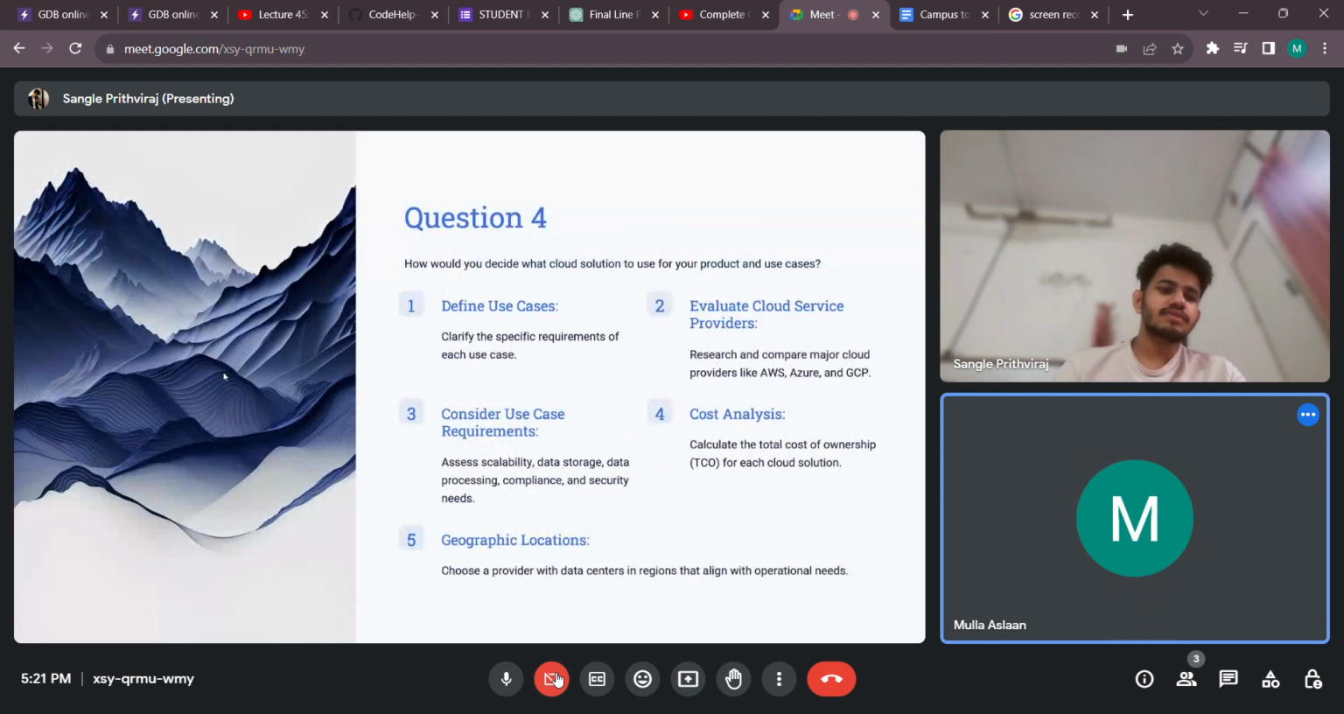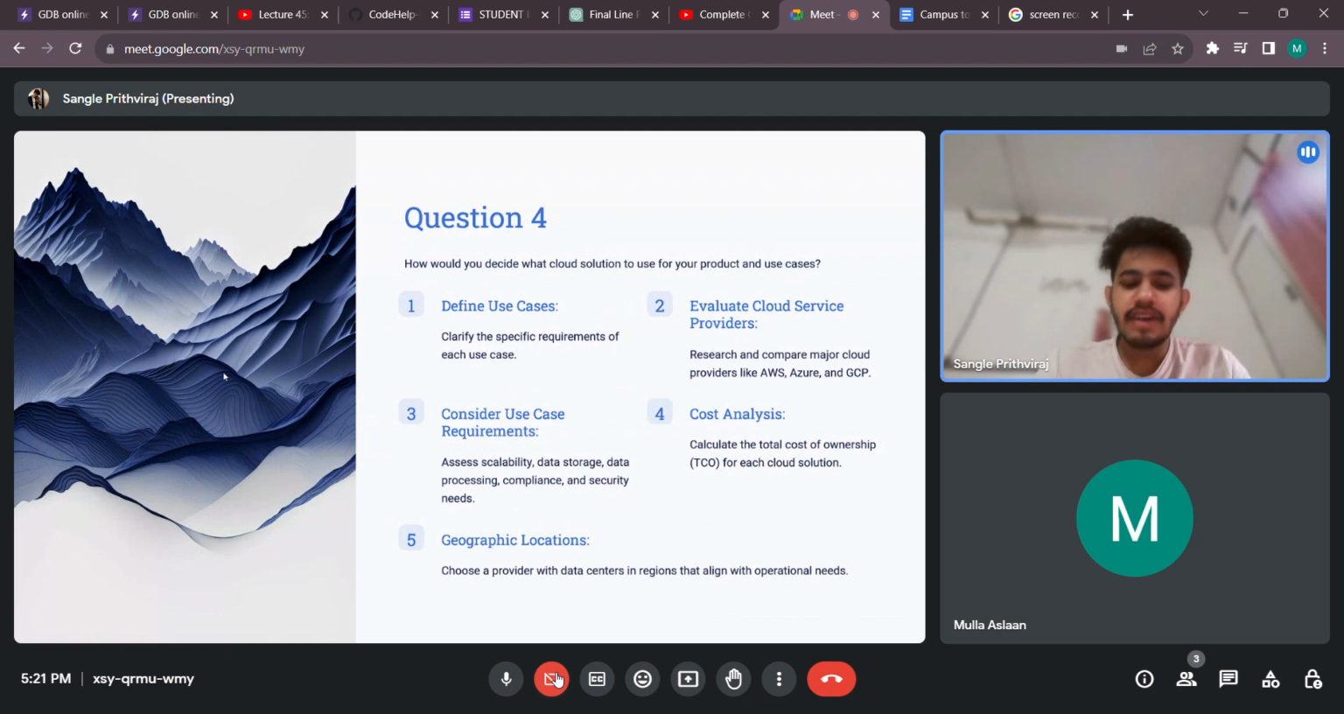Next slide. So, in our journey, we have arrived at a pivotal decision: choosing the right cloud solution, a key step in our hypothetical scenario.